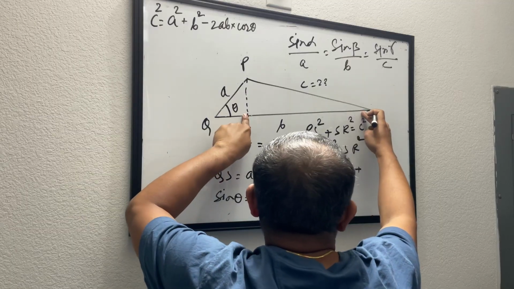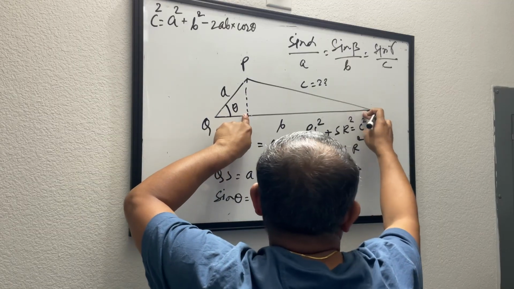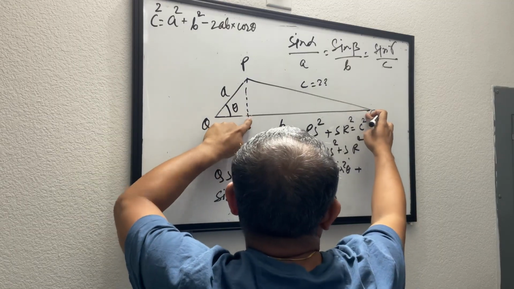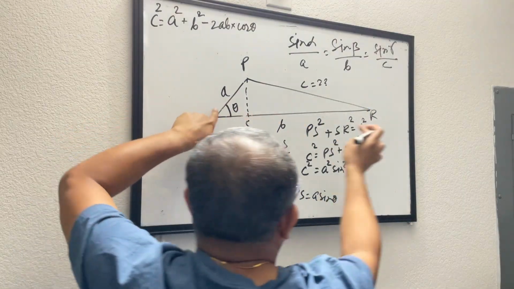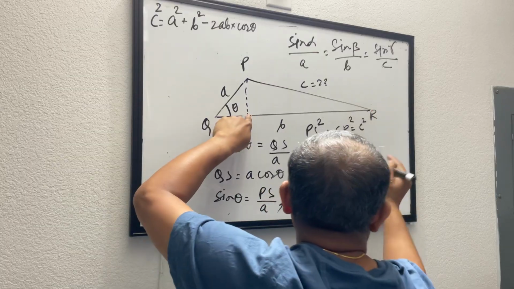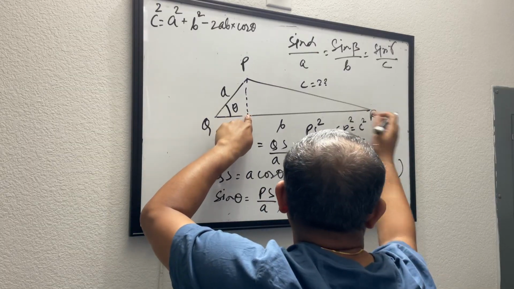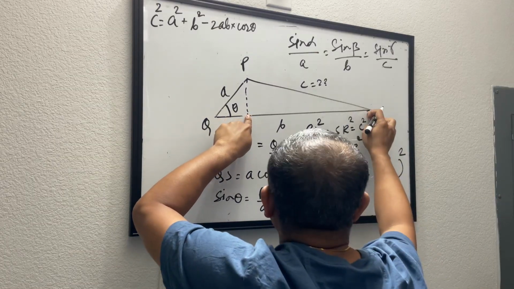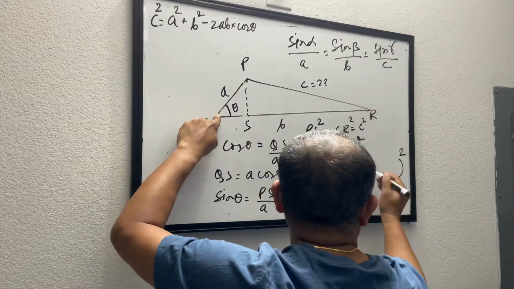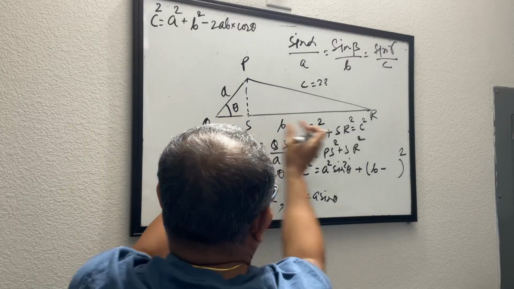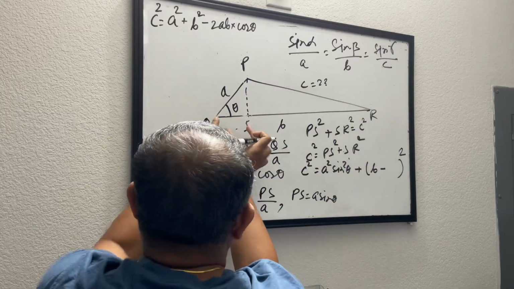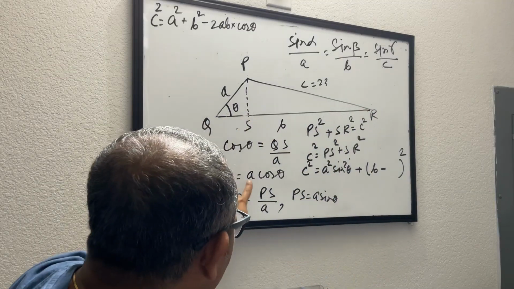This SR has no identity yet. But we know this length is nothing but this whole length minus this length. Correct? So SR square, whatever SR is, the square of that. Now this SR is this whole thing, which is B, minus this part. This part is QS, and we found QS equal to A cos theta.